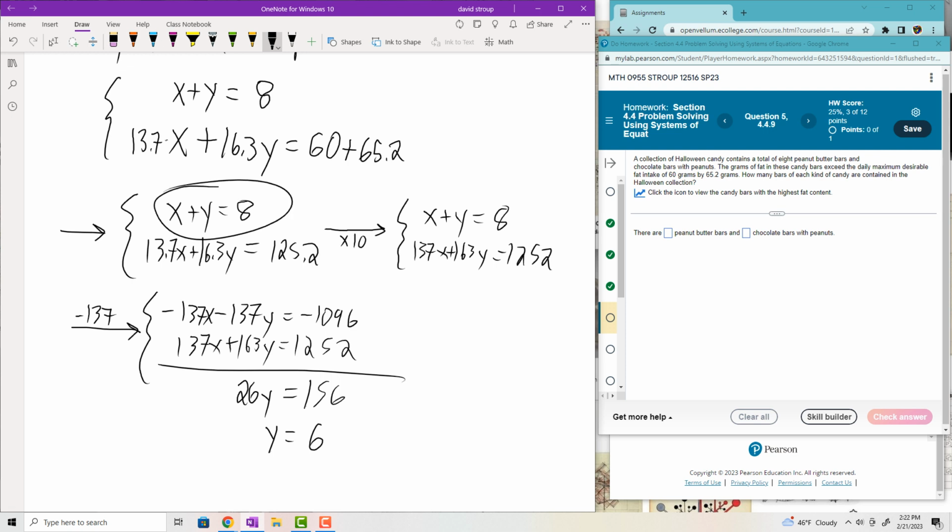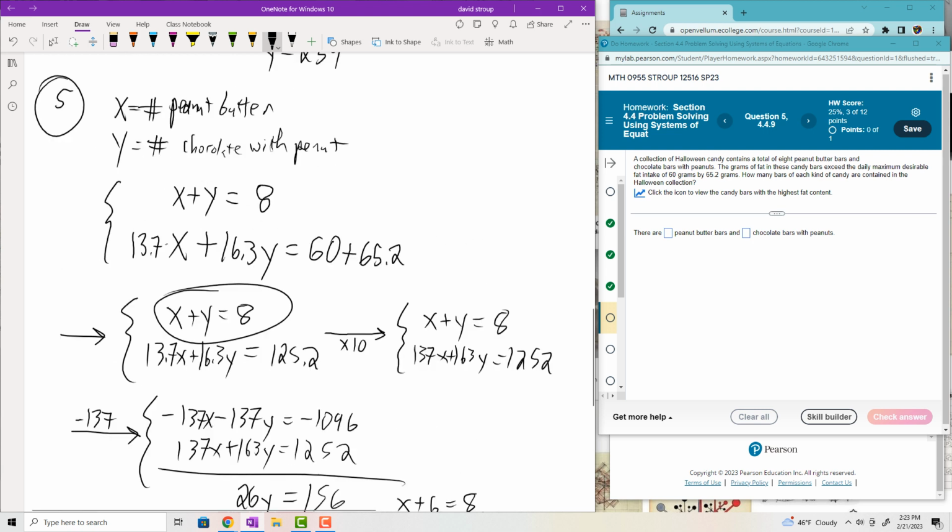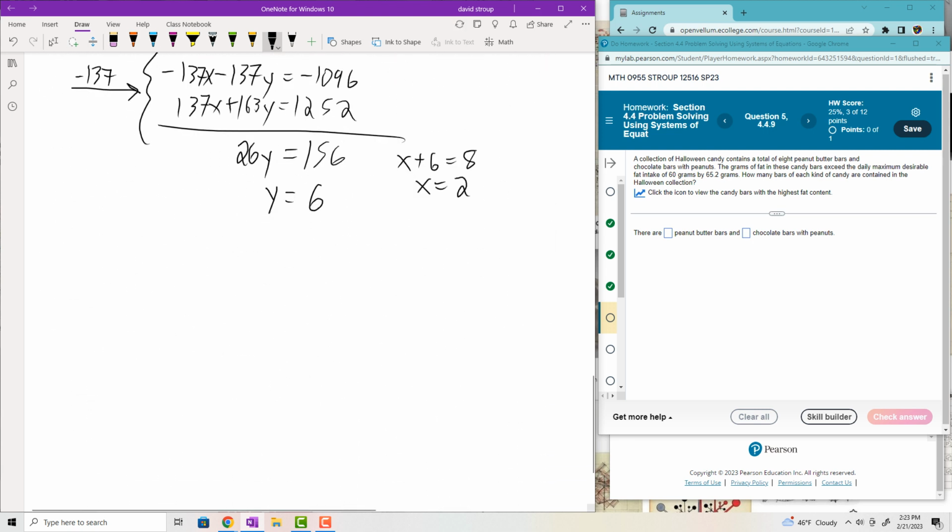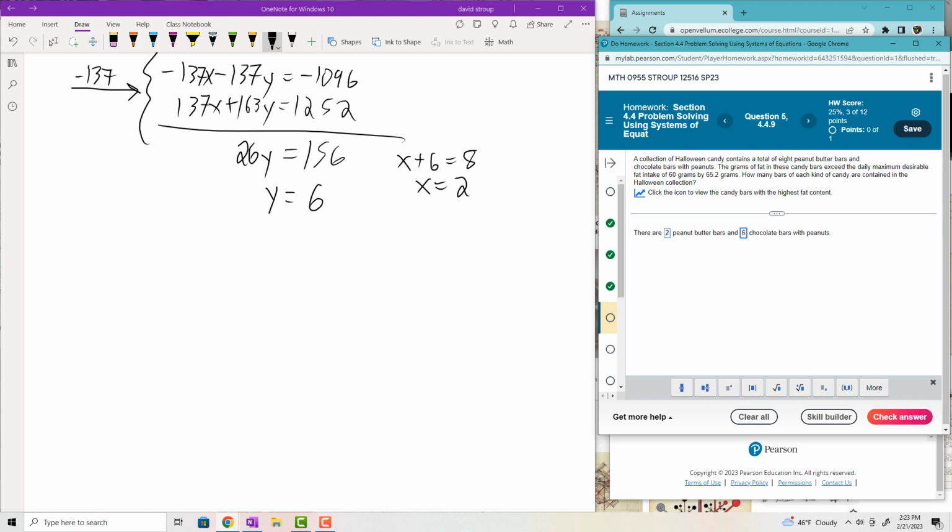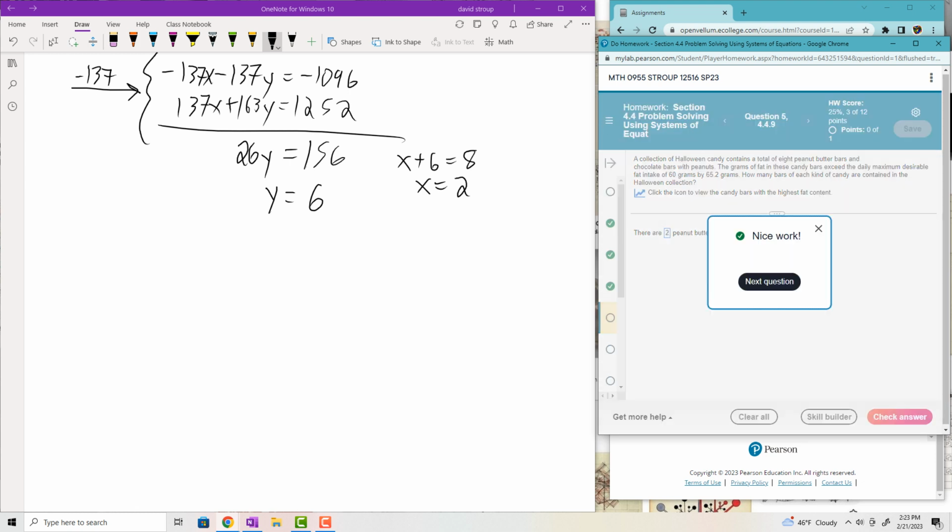And then I'll pick this equation. I'll do a substitute. So x plus 6 is 8. So you just have 2 of the peanut butter ones. Okay. So there's 2 peanut butter bars and 6 chocolate bars with peanuts.